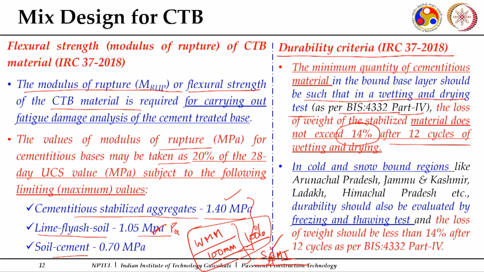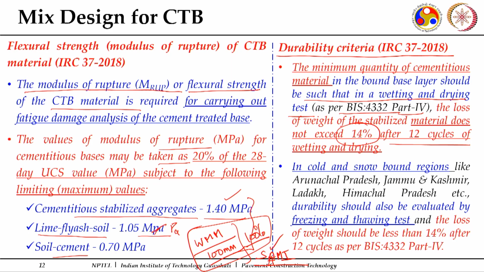This applies when there are chances that this layer is exposed to more water, and subsequent wetting and drying can happen. In addition, in colder or snowbound regions, it may be preferable to evaluate the durability in terms of freezing and thawing cycles. There again 12 cycles are applied as per BIS 4332, and again the weight loss should not be more than 14%.